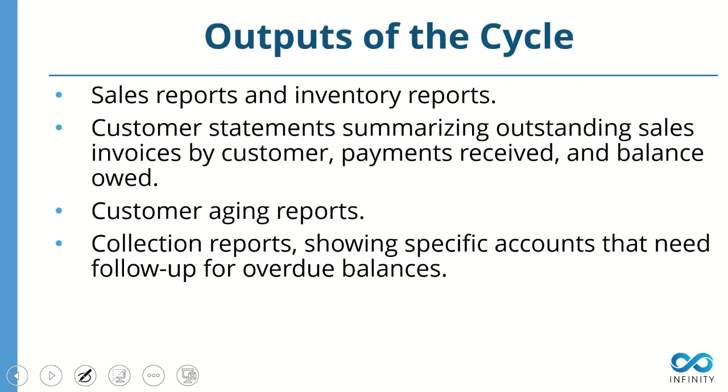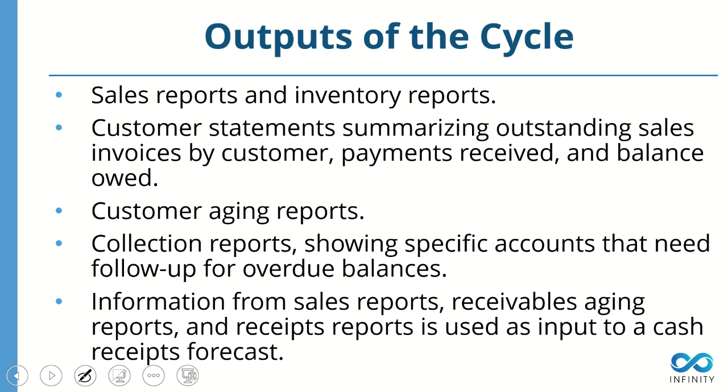And what output may you get from this cycle if you use an accounting information system? You can normally get a sales report. You can make customer statements that will summarize how much amount you have to get, how much is received, what sales you made to them, all the information, their aging report and their collection report, showing how well these customers are paying. All this can be retrieved using an accounting information system.